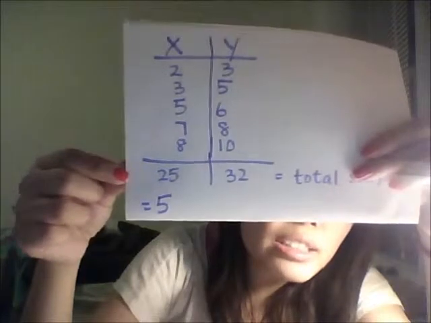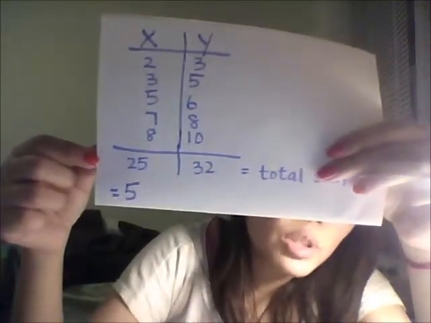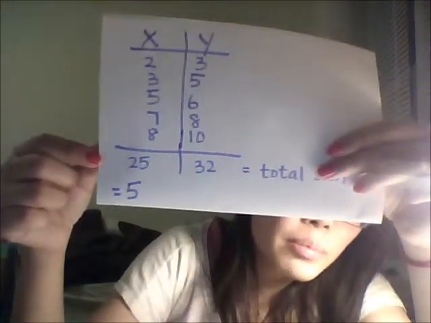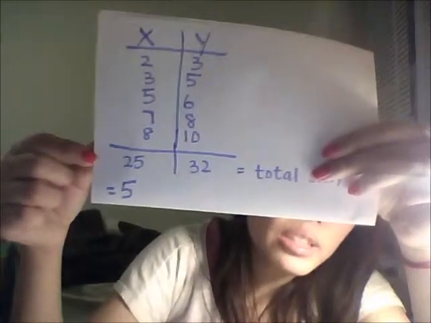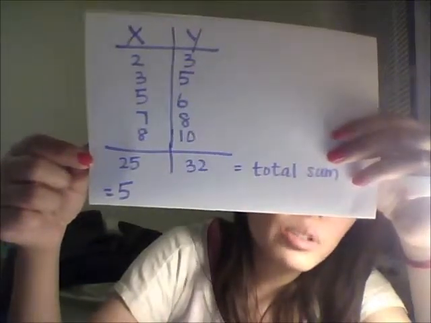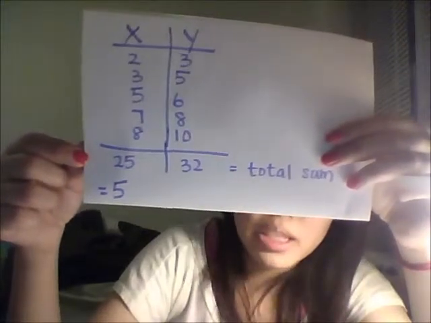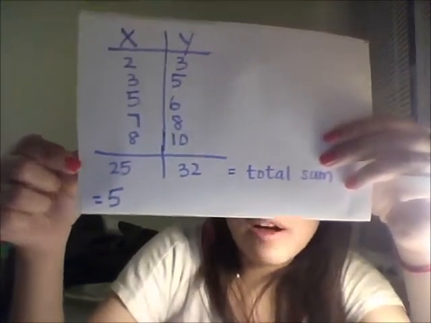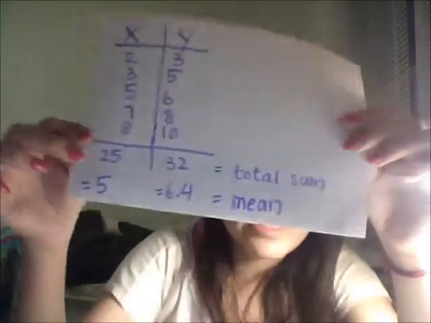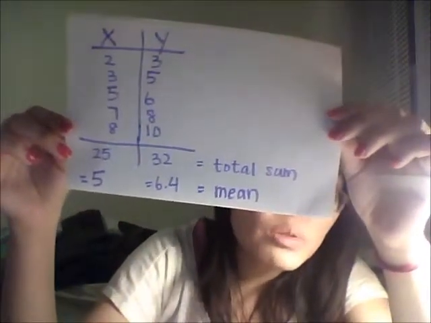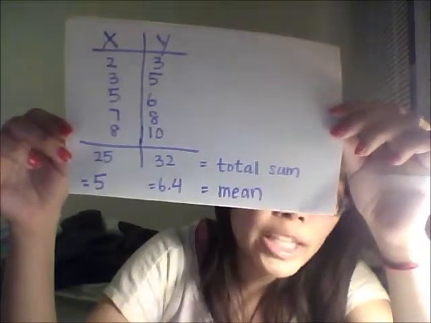Now you want to find the sum of the y variable. So it will be 3 plus 5 plus 6 plus 8 plus 10, and you get a total sum of 32 for the y variable. Now you want to divide 32 by 5 to find the mean, and you get 6.4. You should get something like this. The mean for x will be 5, and the mean for y is 6.4.